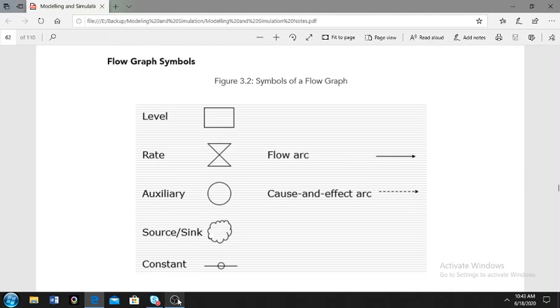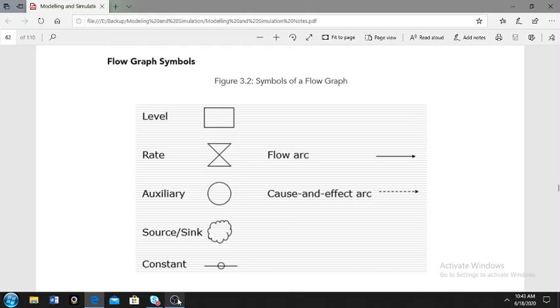Guys, welcome back to our video series on system modeling and simulation. We are going to continue with the stock and flow graph, or the stock and flow diagram.